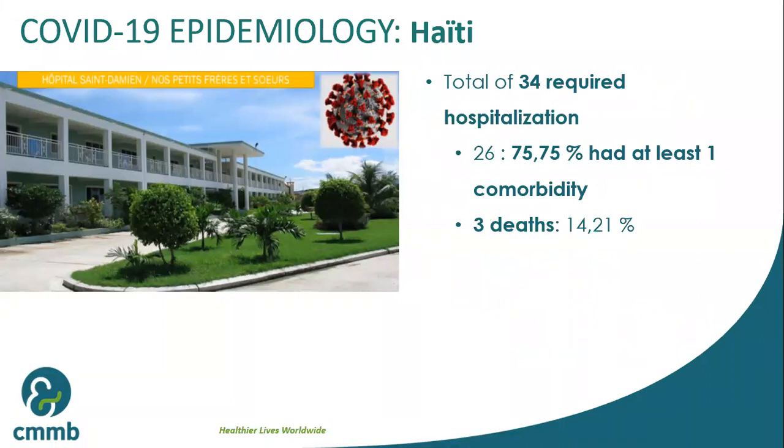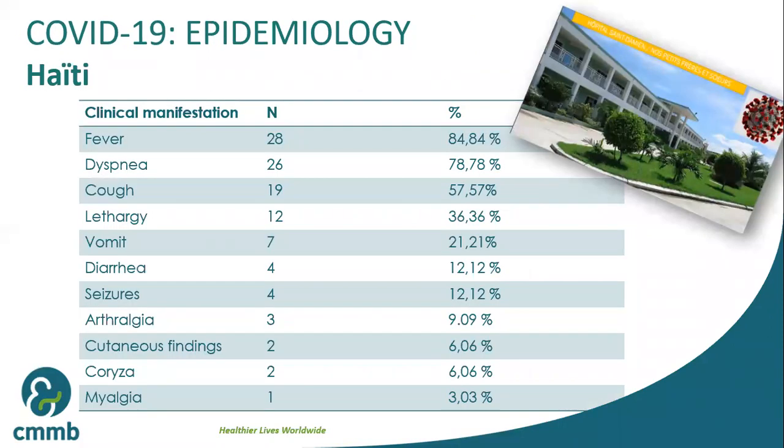Among this number, 34 required hospitalization, but 75% of the children who required hospitalization had a comorbidity. It can be a respiratory comorbidity like tuberculosis. As we all know, tuberculosis is endemic in Haiti. And sometimes they do have cardiac pathology like cardiopathy. And 3 deaths occurred in this hospital, meaning 40% of the total hospitalized children.